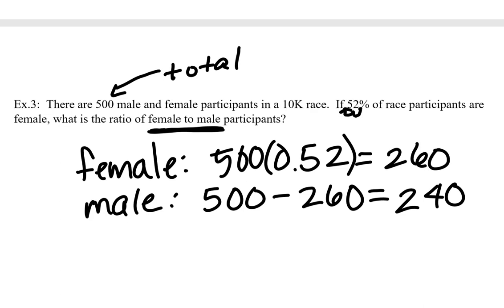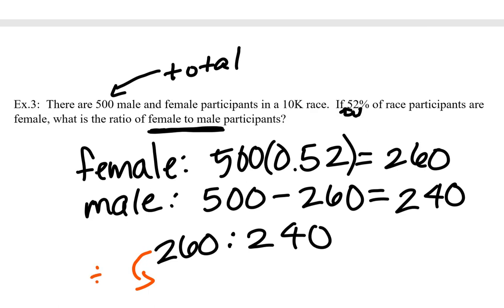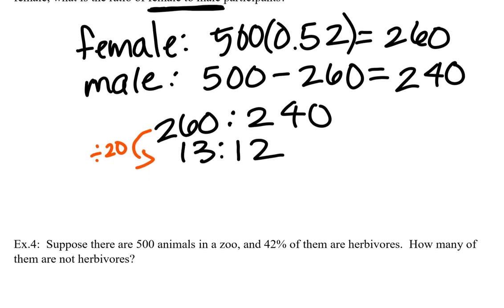So the ratio from female to male is going to be 260 to 240. As you notice, these numbers are both even. Looks like they're both divisible by 20. So if you divide both of those numbers by 20, you end up getting 13 to 12. So for every 13 females, there are 12 males. So this will be the reduced ratio.